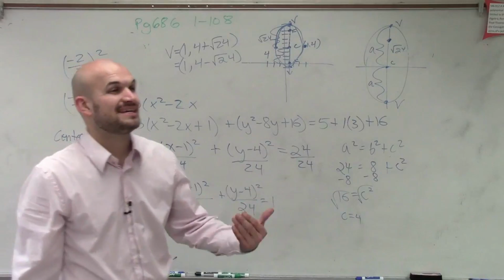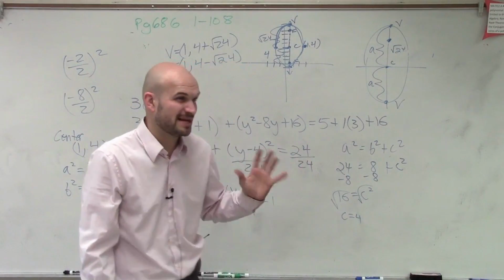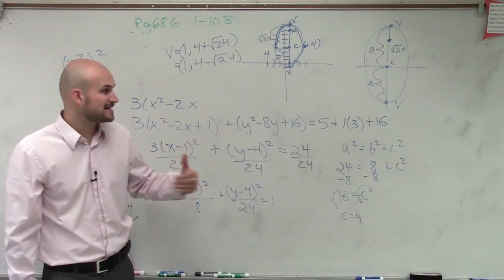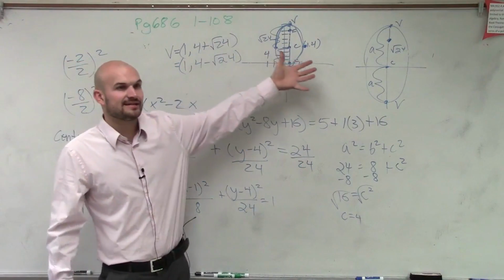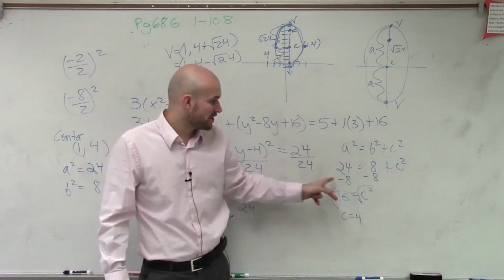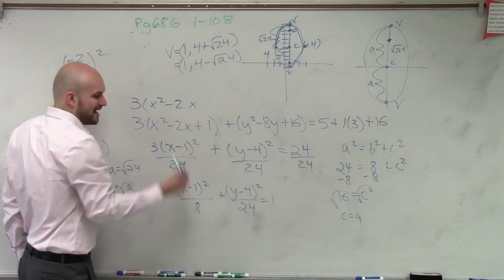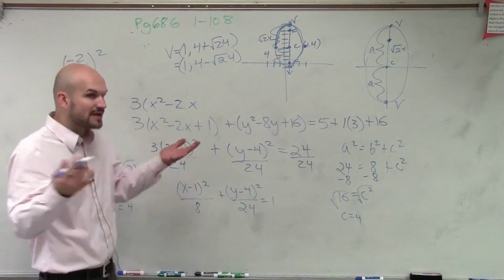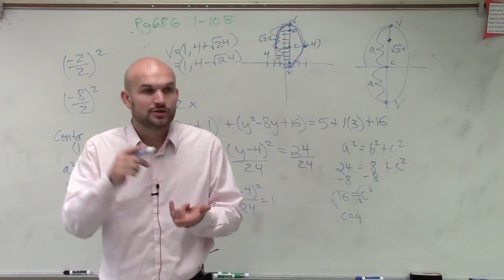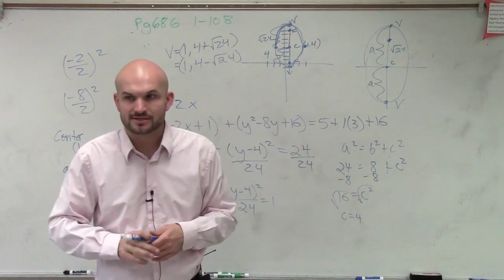OK? The main important thing, this one's a little bit difficult because you're approximating values. The main important thing you need to know is how to take it from standard form and write it into vertex form. Make sure it equals 1. Then you at least know what the center is, and you can find your a and b. Once you know the center, your a and b, you can find the value for your foci, and then you know your major axis and your minor axis. OK?